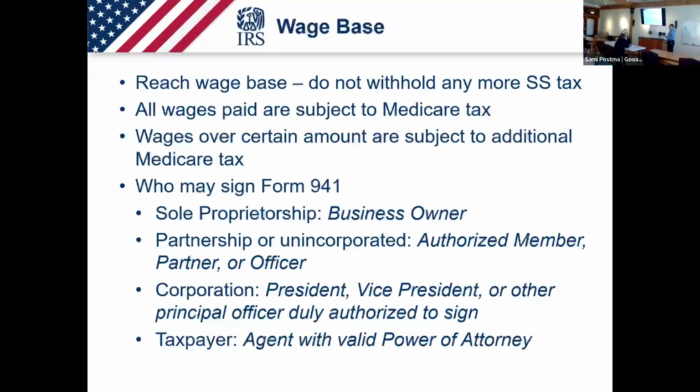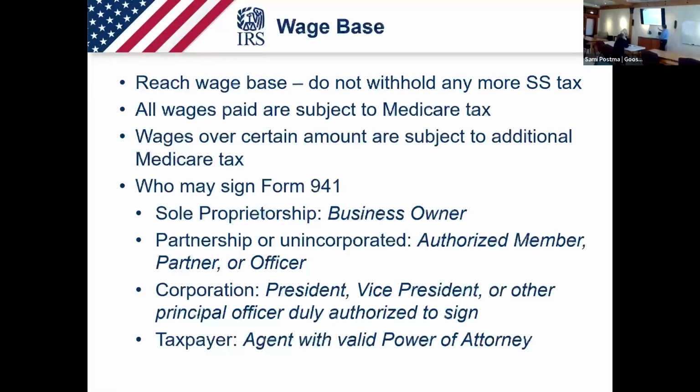But the point is that someone, especially someone who's on commission, if they have a really good year, you just might be on autopilot with withholding Social Security. So be aware when somebody reaches about that 170,000 level, you will stop withholding Social Security tax. But all wages are subject to Medicare tax. So no matter how high it is, they're going to have that Medicare. And then wages over a certain amount get that additional Medicare.